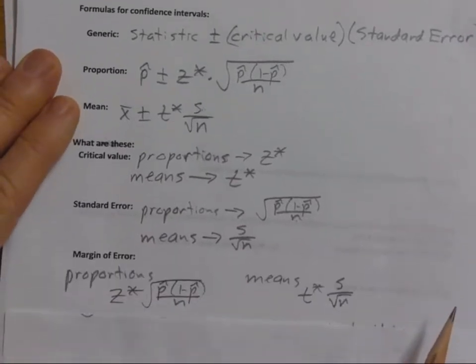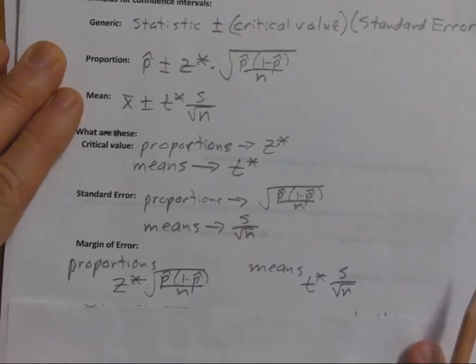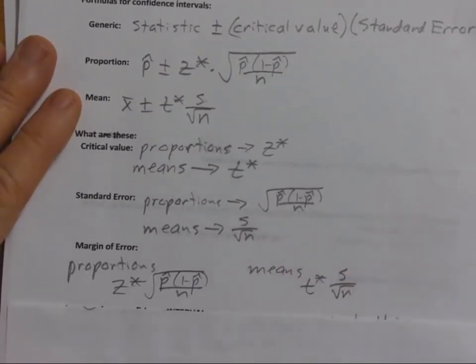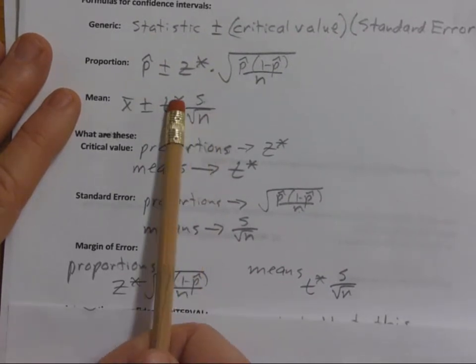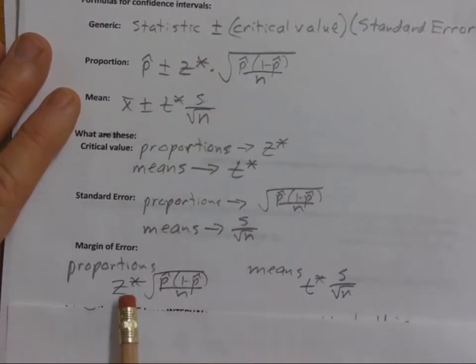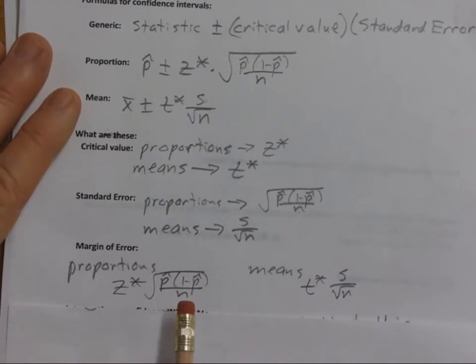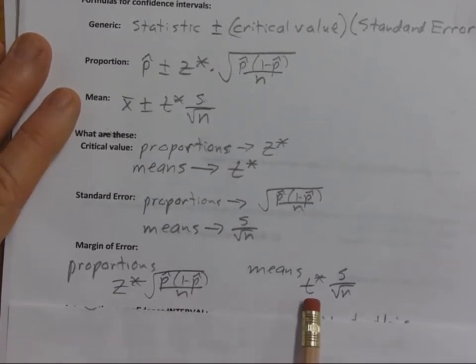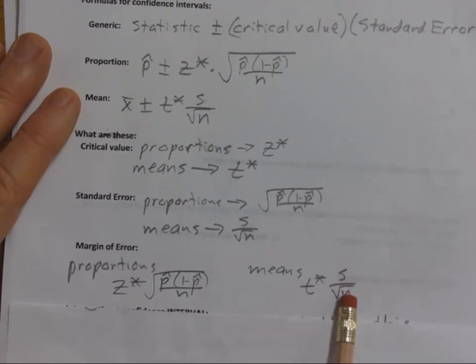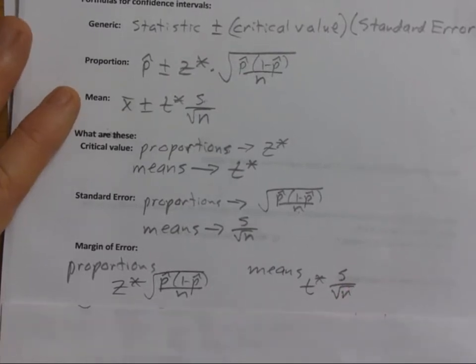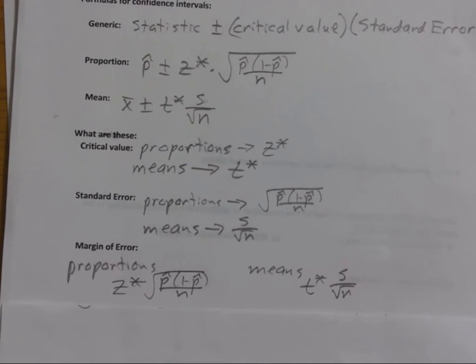The margin of error. And so the margin of error is basically how much the interval is going to the left and to the right, like we demonstrated before. And it is this here and this there, in essence. And so there's the margin of error. It is critical value times standard error. So it's z star times that. And then for a mean, it's t star times s over the square root of n. But that is for a future chapter.